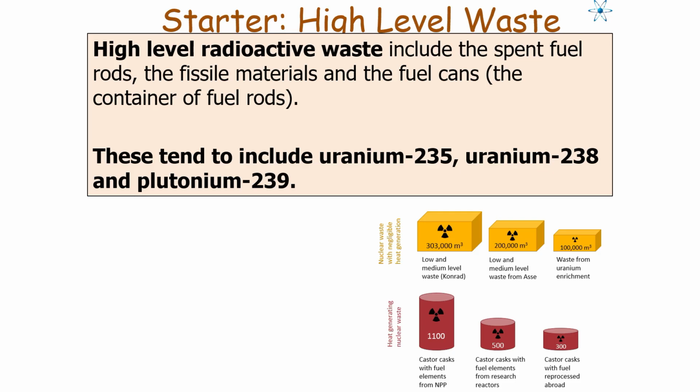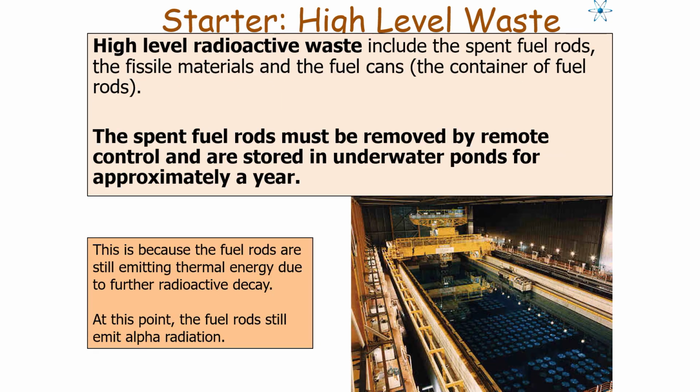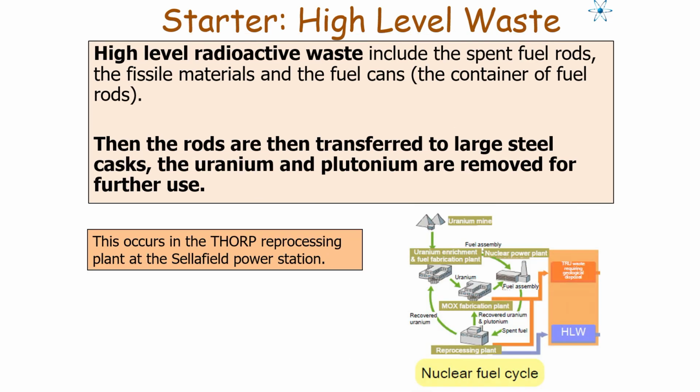Now, this tends to include uranium-235, uranium-238 and plutonium-239. Now, it's important to note that what happens is the spent fuel rods are first removed by remote control, so a human doesn't actually handle them at any point, and they're stored in underwater or cooling ponds for approximately a year. This is because the fuel rods are still emitting thermal energy due to further radioactive decay, and the fuel rods are still emitting alpha radiation. So these underwater ponds firstly cool the fuel rods down, and secondly block any alpha radiation emitted by the fuel rod. Now, the fuel rods are then transferred to a large steel cask, and the unused uranium and the plutonium are removed for further use.